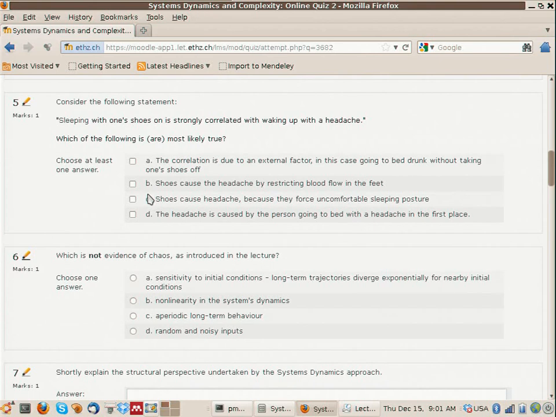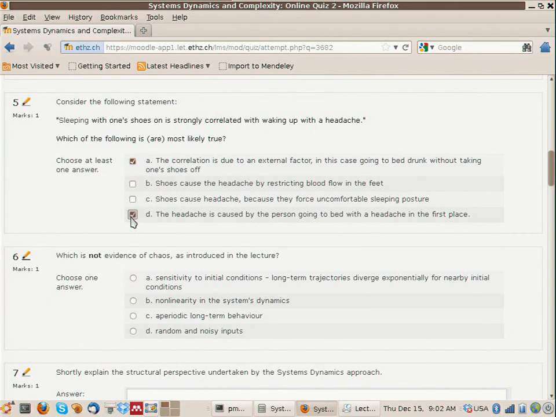One thing that we cannot say for sure is this, for instance. I don't know if it's medically proven, but I guess not. Now, what I presented in the statement is a correlation. Going to bed with shoes, waking up with a headache. This correlation may be due to an external factor, such as going to bed drunk and forgetting to take your shoes off. Or you were sober, but you went to bed with a headache in the first place.